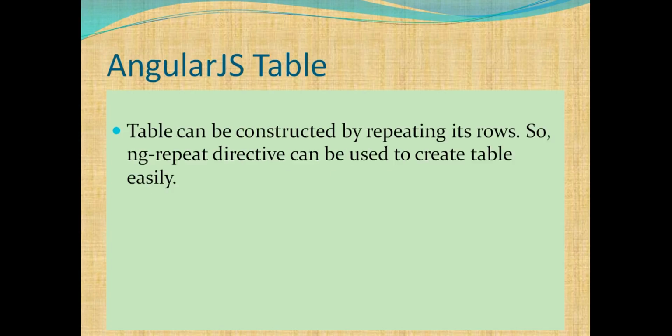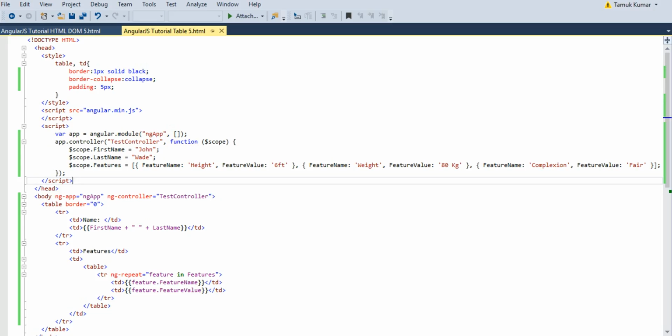AngularJS Table. A table can be constructed by repeating its rows, so the ngRepeat directive can be used to create a table easily. Let's see how we create an AngularJS table through code. So here's the code that I'll be using to create the table. I have declared my AngularJS app with the body tag of the page. Similarly, I have declared the controller, test controller, with the body tag.